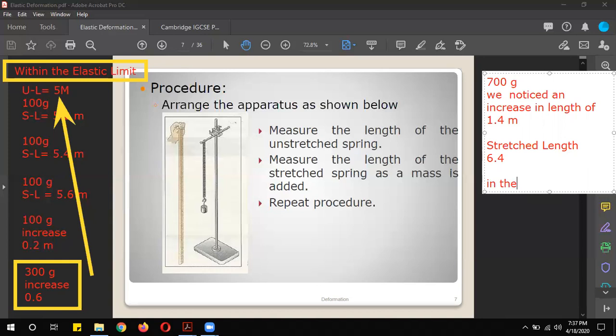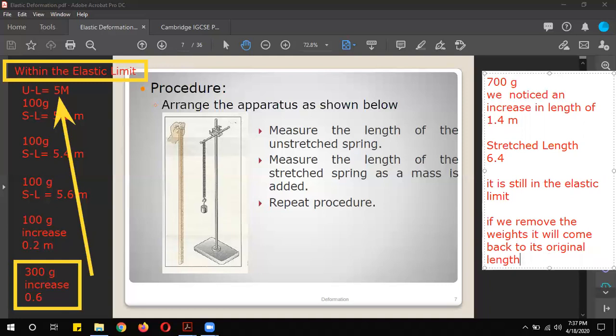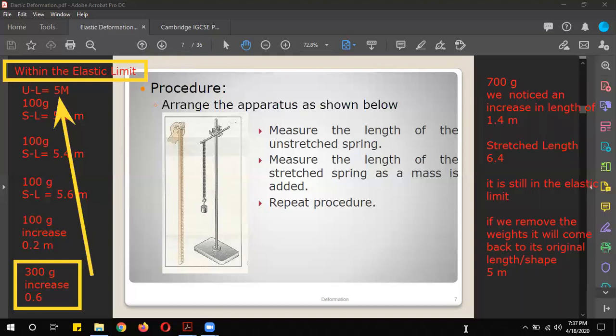It is still in the elastic limit. Okay, so it means if we remove the weight, it will come back to its original shape, which is 5 meter. Clear? Yes.